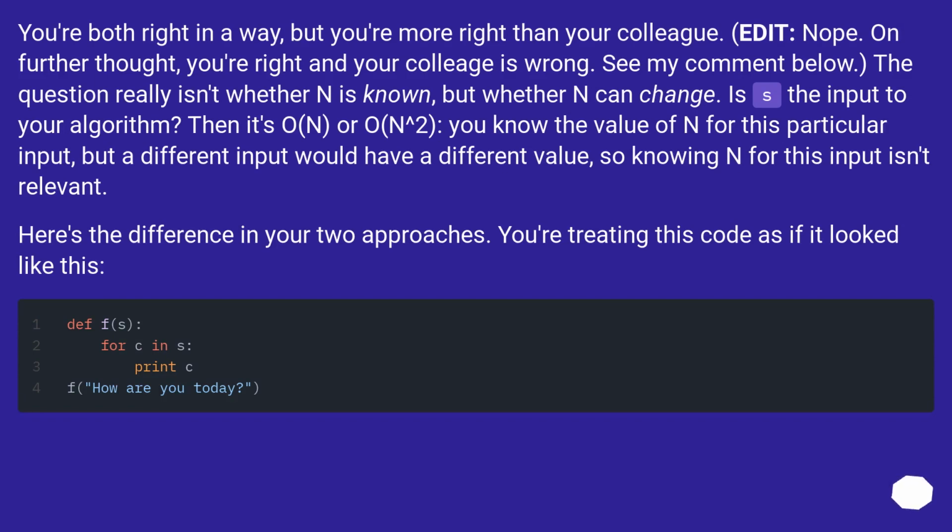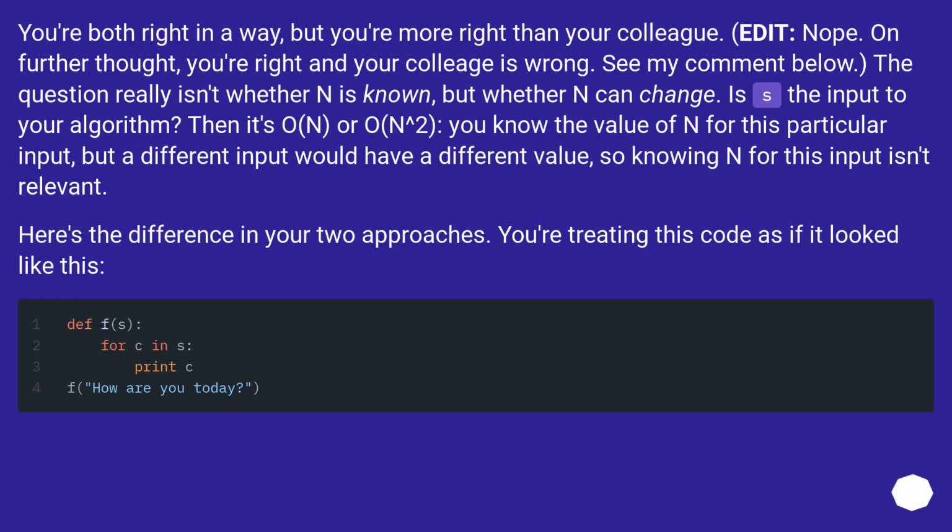You're both right in a way, but you're more right than your colleague. Edit: nope. On further thought, you're right and your colleague is wrong. See my comment below. The question really isn't whether n is known, but whether n can change. Is s the input to your algorithm? Then it's O(n) or O(n squared). You know the value of n for this particular input, but a different input would have a different value, so knowing n for this input isn't relevant.